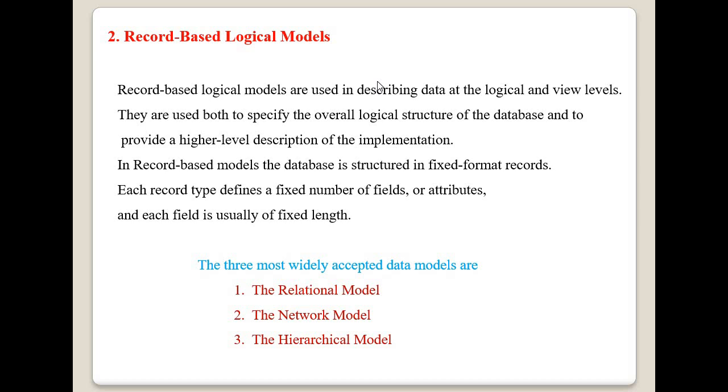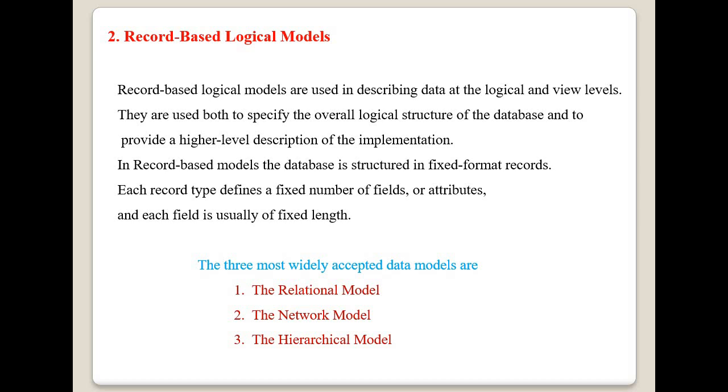Then the second main model, the record based logical model. Record based logical models are used in describing data at the logical and view levels. They are used both to specify the overall logical structure of the database and to provide a higher level description of the implementation. In the record based data model, the database structure is fixed format records. Each record type has a fixed number of fields or attributes, and each field is usually of fixed length.